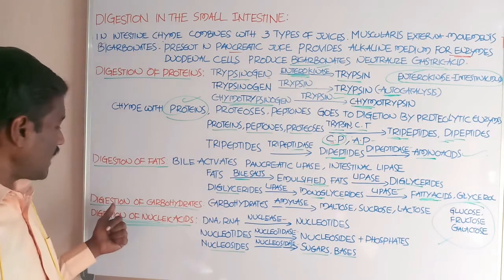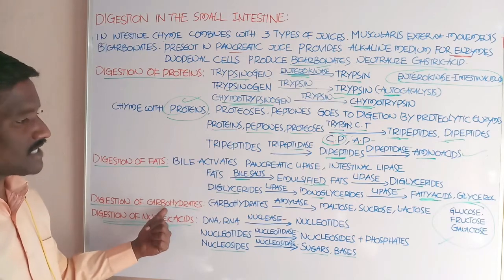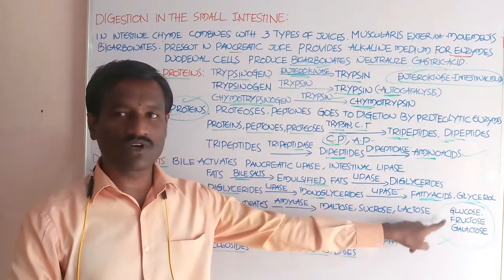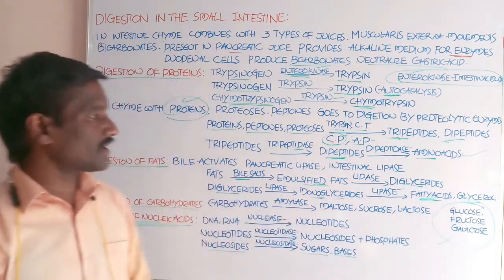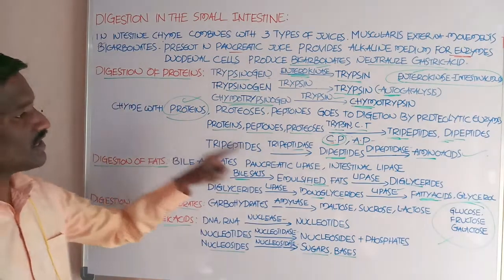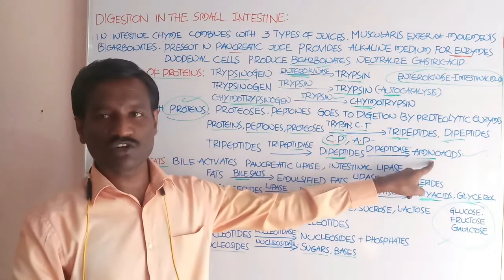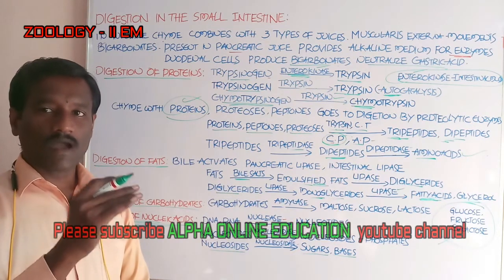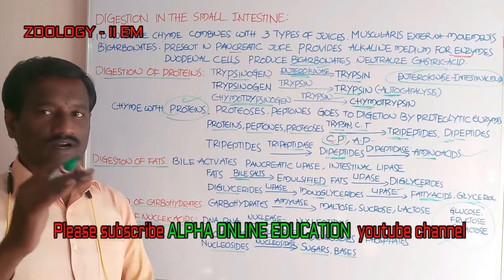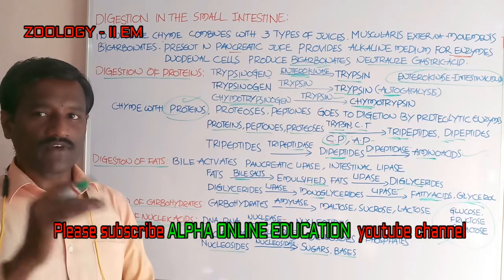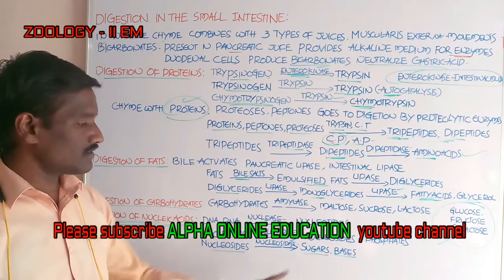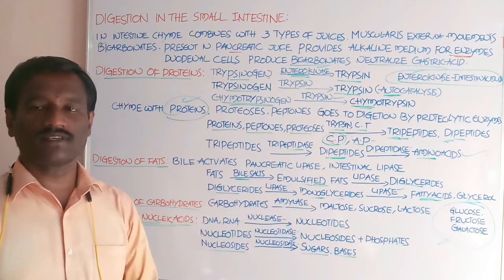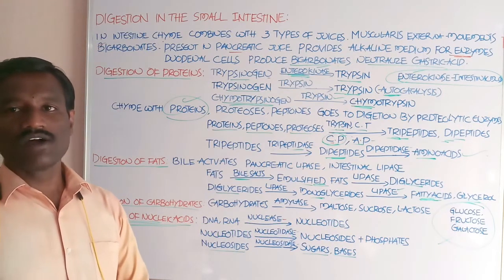Digestion of carbohydrates finally converts them into simple sugars: glucose, fructose, and galactose. Proteins are digested and finally converted into amino acids. These amino acids, glucose, fructose, galactose, fatty acids, glycerol, and sugars and nitrogen bases are the end products after the physiology of digestion.